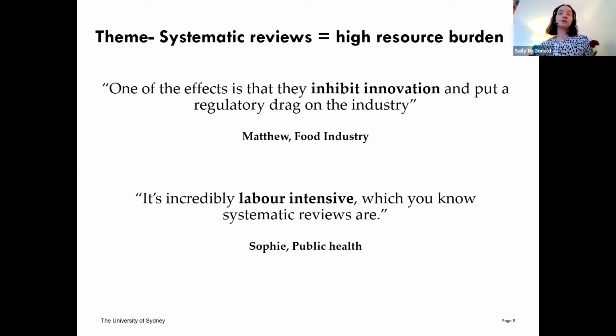Industry was concerned that the high resource burden to conduct systematic reviews would impede innovation, and they felt that it was not a level playing field for smaller companies with limited resources to fight for a market share and who may not have the skills or experience to conduct a systematic review. And this was a concern that was also shared by some public health and regulatory stakeholders.